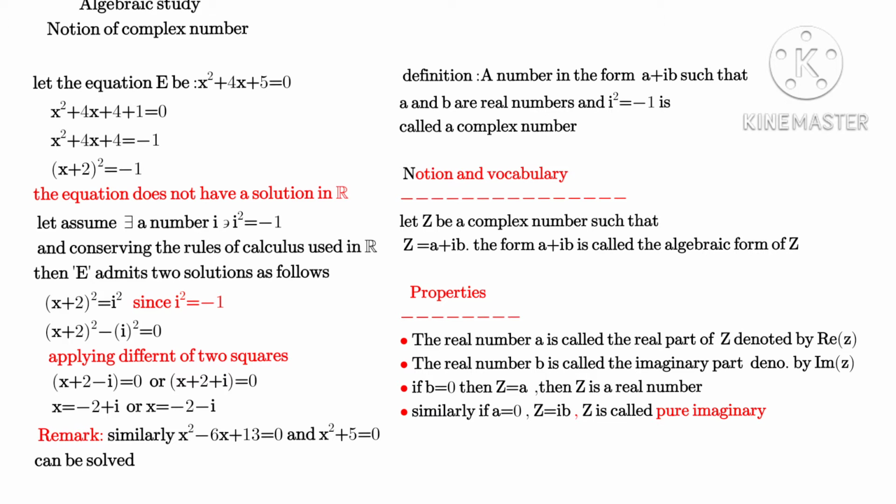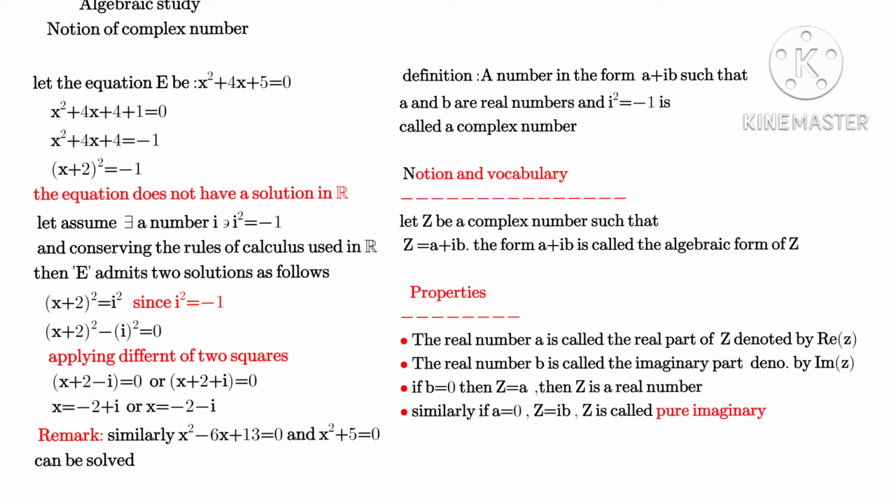So we have some basic vocabulary: z equals a plus ib. The form a plus ib is called the algebraic form of the complex number z. Then we also have the properties. The real number a is called the real part, while b is called the imaginary part, and the real part is denoted by Re of z, while the imaginary part is denoted by Im of z.